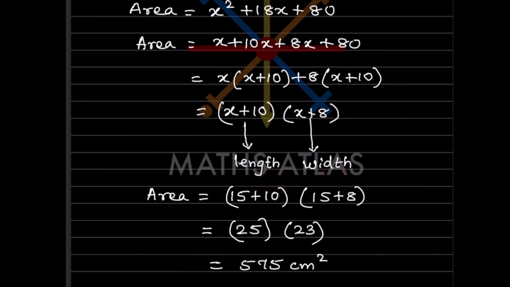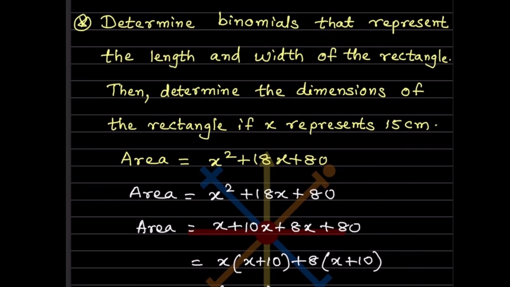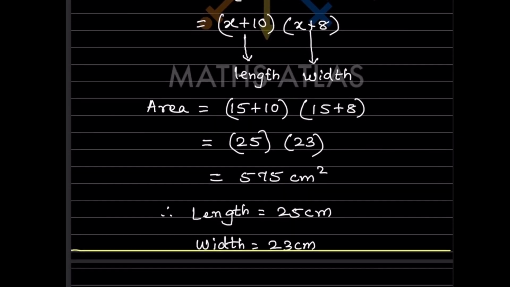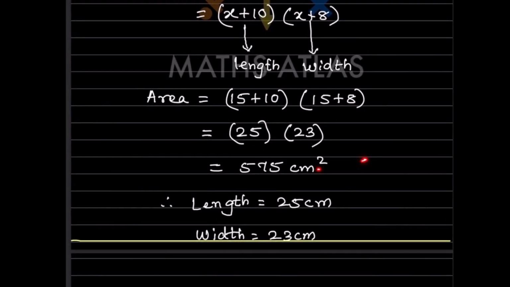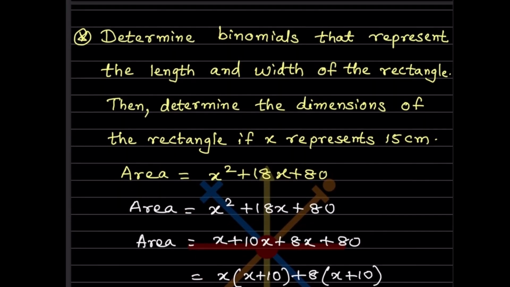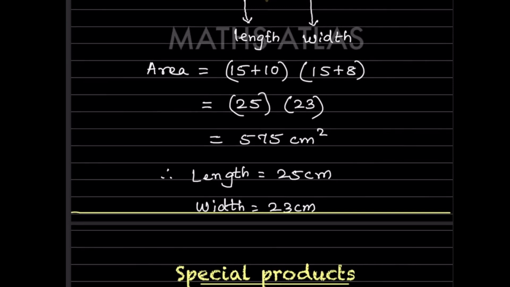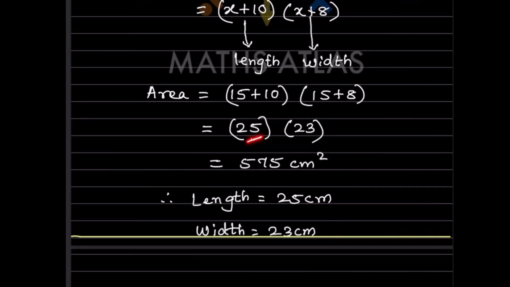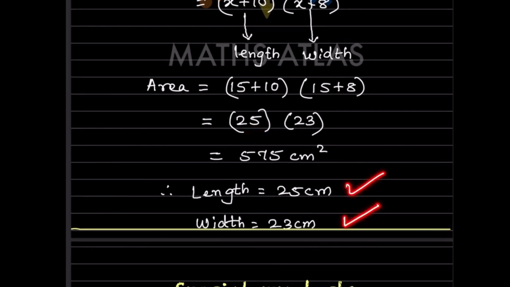So now what will you do here? When you multiply this into this, you get 575. Because it is an area, and the dimensions are given in centimeter, you can write either centimeter square or square centimeter, both are the same. So again, what they have asked is the length and the width. So separately we can write that. We already got it here. Length is 25 and the width is 23 centimeter.